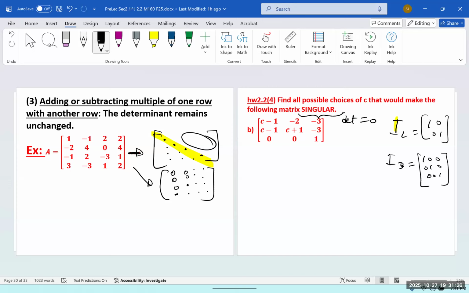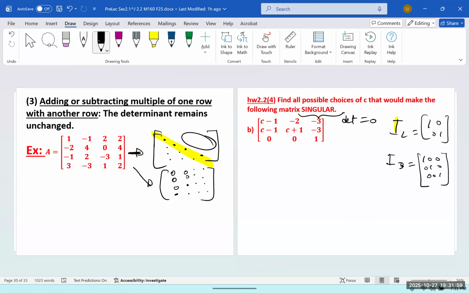These are identity matrices. An elementary matrix looks like an identity matrix. I mean, not exactly. It's any matrix that you can obtain from the identity matrix by applying only one row operation.